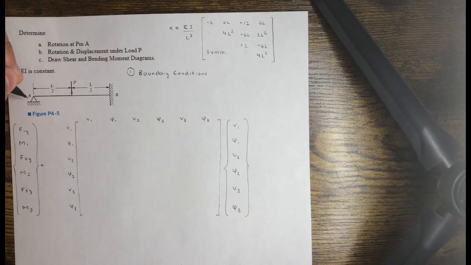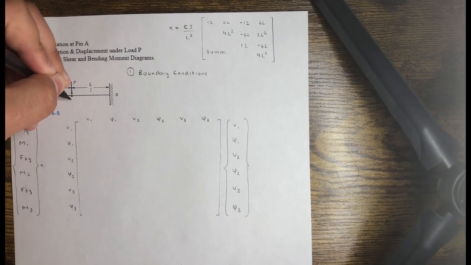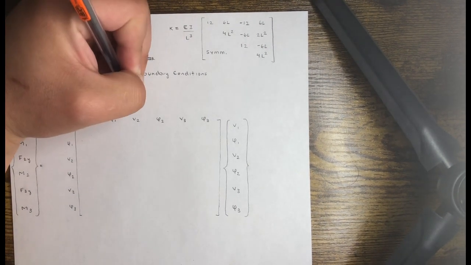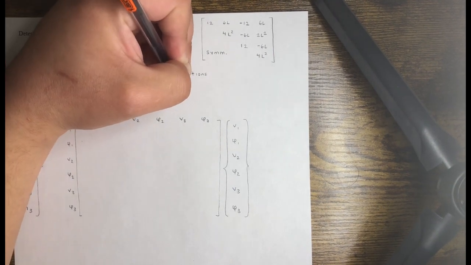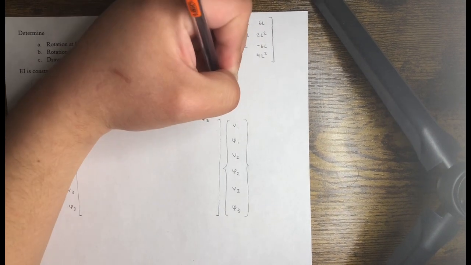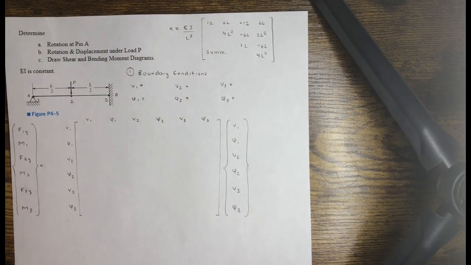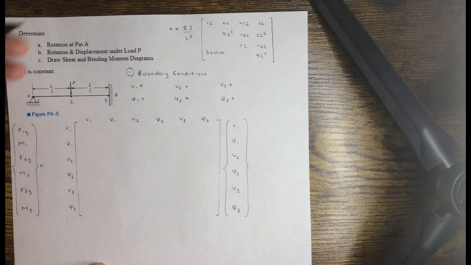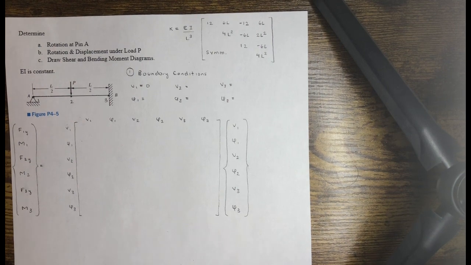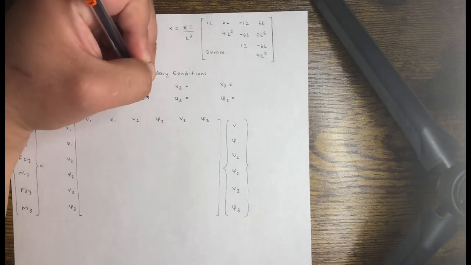For every node, let's go ahead and label the nodes. We're going to have node 1, node 2, node 3. We're going to have V1, Phi1, V2, Phi2, and V3, Phi3. All right, this right here is a pin, so it can rotate, but it's not moving in the y direction, up or down. So that's going to be 0 for displacement for V1. It's a pin, so when you apply this force here, there's going to be some rotation. We don't know what that's going to be, but it's going to have an angle to it. So we're going to put a question mark here.